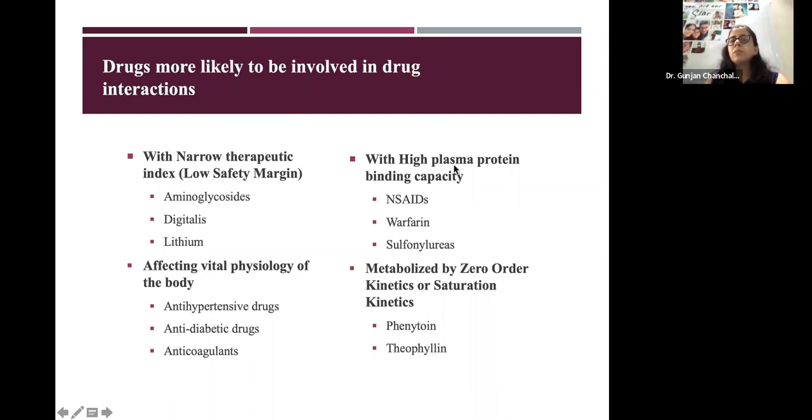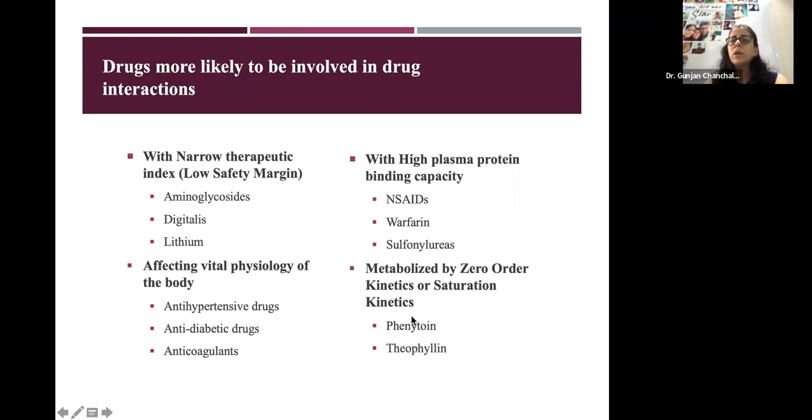Drugs which have high plasma protein binding capacity will also have very high interaction, because these drugs will displace each other from the plasma protein binding sites and cause interactions. Namely, here we have non-steroidal anti-inflammatory drugs, warfarin, and the anti-diabetic drugs, that is sulfonylureas. Then there are drugs which are metabolized by zero order kinetics or saturation kinetics.